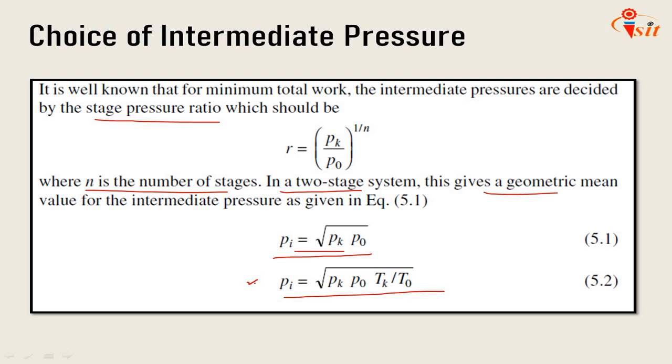It is realized that the choice of intermediate pressure is not very critical. If it is different from the optimum, then the work of one stage will be increased while that of another stage will be decreased. In the final analysis, the total work will not be much different from the minimum. Okay.